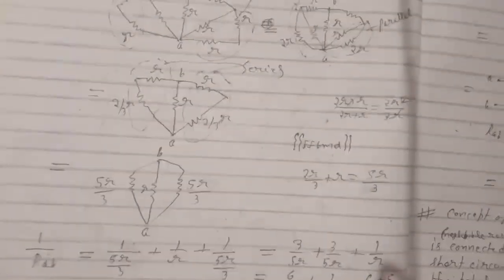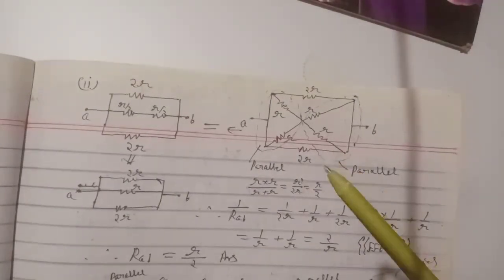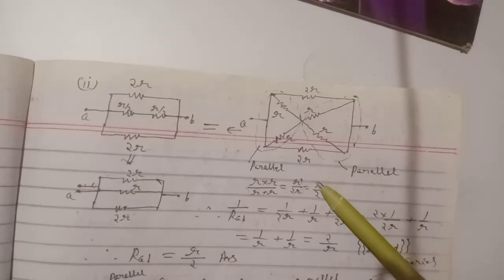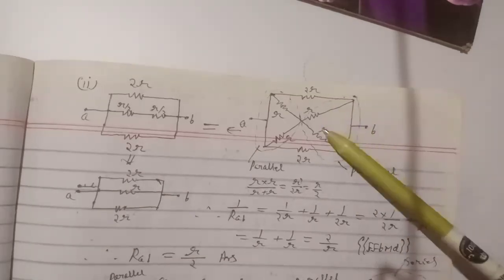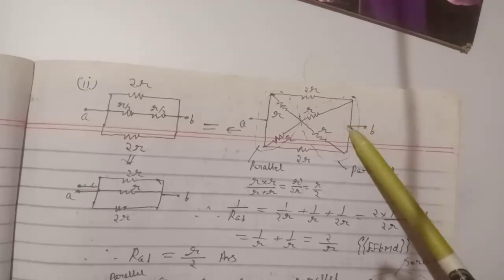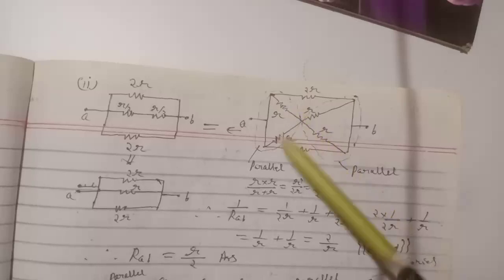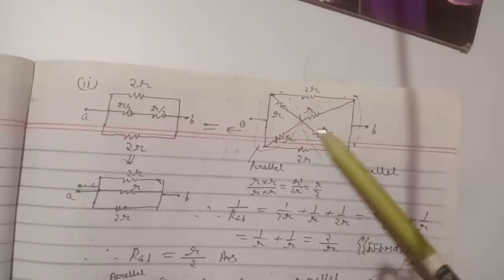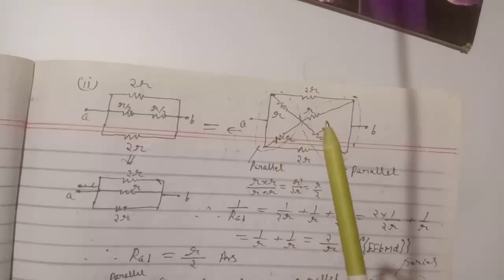In the second case, here it is shown. Now here we see that these two are in parallel because the point between this point and this point is equal to B. So these two are in parallel. Again these two are in parallel. So we get the value of this equivalent, and this equivalent and this equivalent will be in series as shown in these figures.